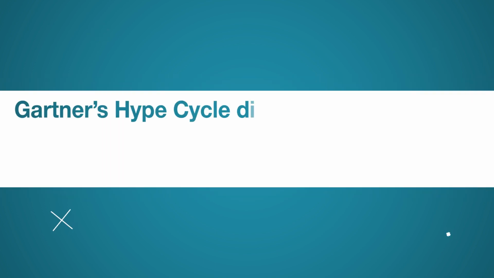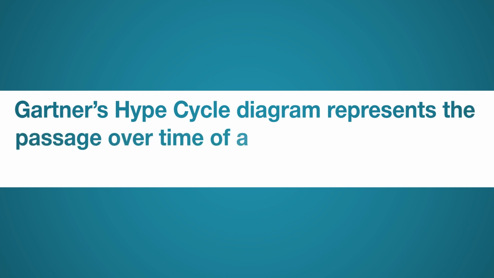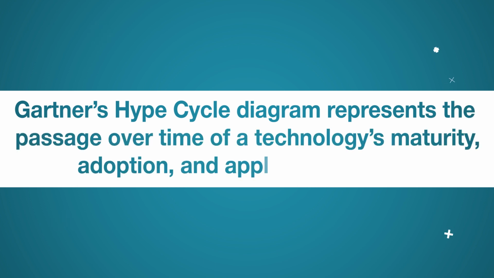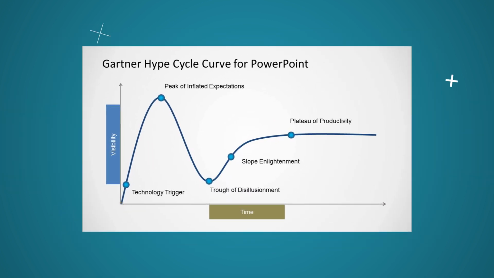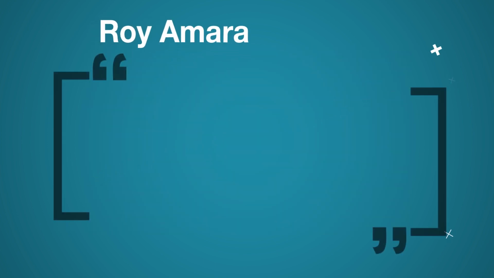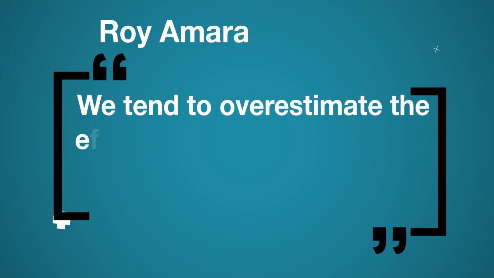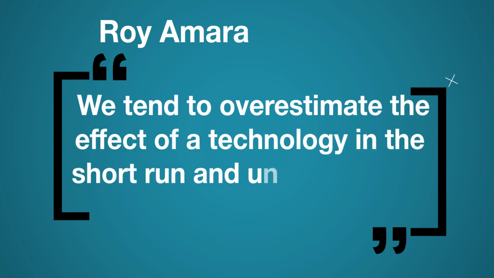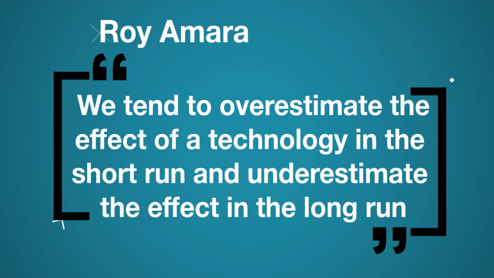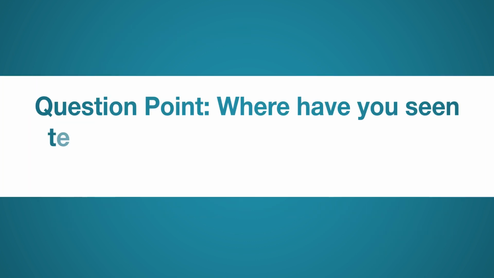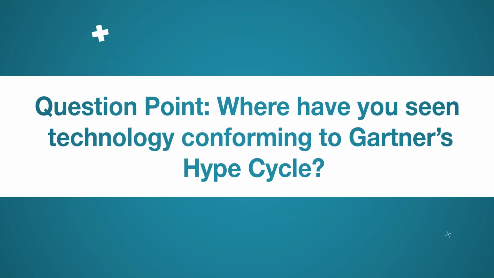Gartner's hype cycle diagram represents the passage over time of a technology's maturity, adoption, and application phases. It's useful as it shows how many of us experience the emergence of new technology and reinforces the fact that it takes time for things to embed at a level where there are real gains in use and competence. But, as Roy Amara stated, we tend to overestimate the effect of a technology in the short run and underestimate the effect in the long run. Question point. Where have you seen technology conforming to Gartner's hype cycle?